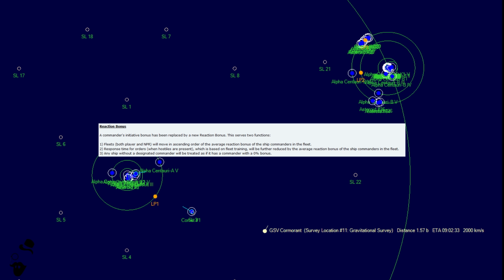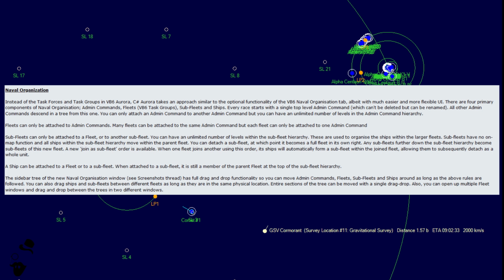So it's splitting up fleets into smaller components. This is going to benefit that, which leads us into Naval Organization. Probably one of the more valuable changes in C#. Instead of the task forces and task groups in VB6 Aurora, C# Aurora takes an approach similar to the optional functionality of the VB6 Naval Organization tab, albeit with a much easier and more flexible UI.